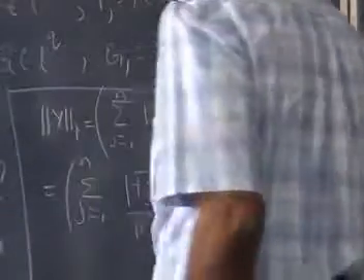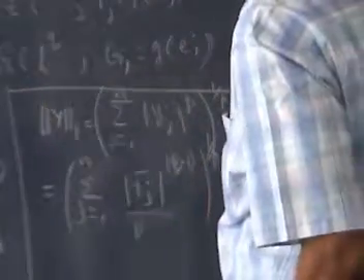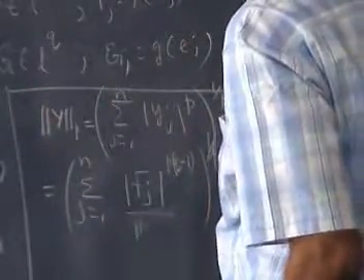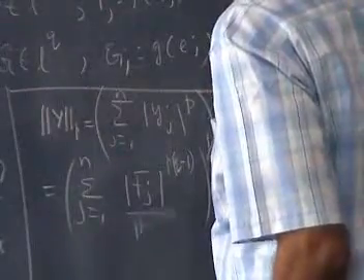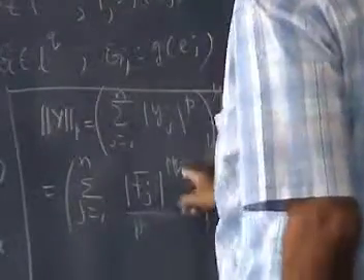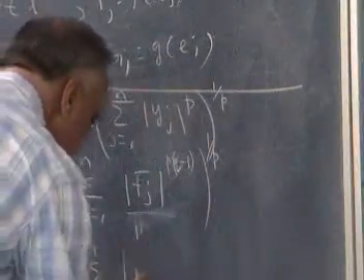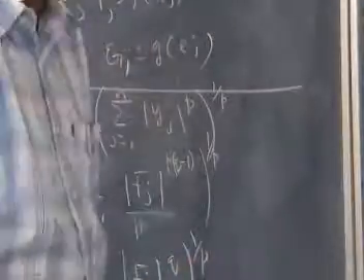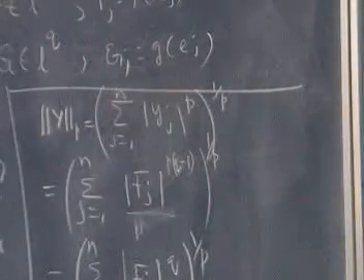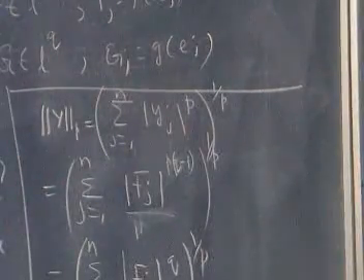But what is pq minus p? 1 over p plus 1 over q is 1, multiplied by pq. So pq minus p is q. So this is just mod f_j to the power of q, to the power of 1 over p. That's what the norm of y_p is. I am going to substitute there.